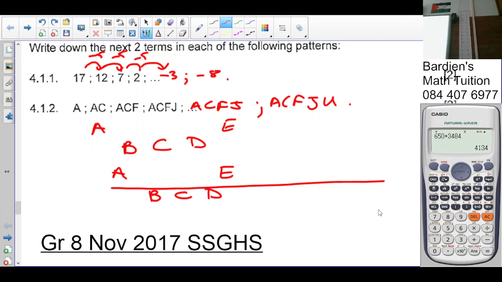So 1, 3, 1, so. No? Because I give it to you first. If I give you this one, you're going to know the pattern. So it's A, B, C, D, E, F. Where does G go? This is H. H is where? Top, yes. I.